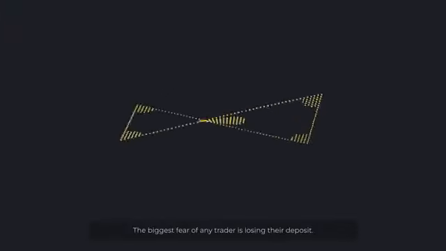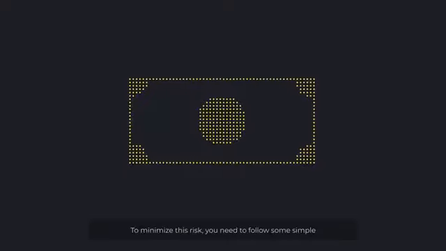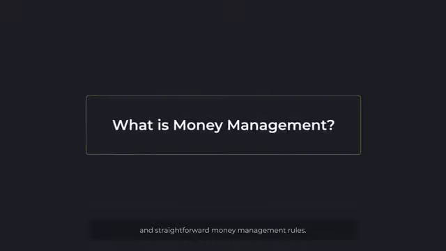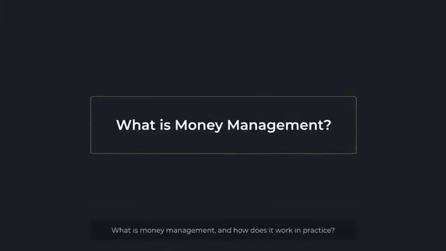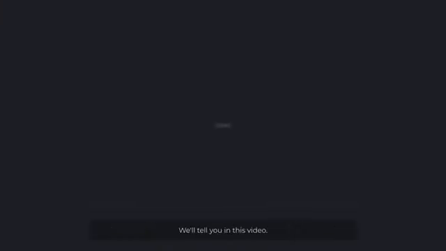The biggest fear of any trader is losing their deposit. To minimize this risk, you need to follow some simple and straightforward money management rules. What is money management, and how does it work in practice? We'll tell you in this video.